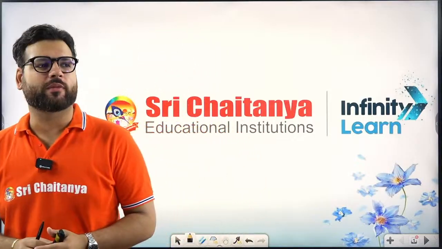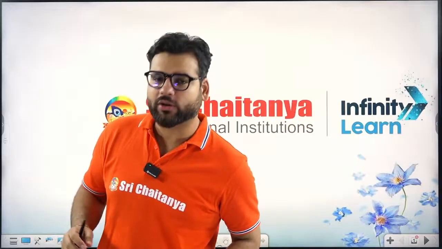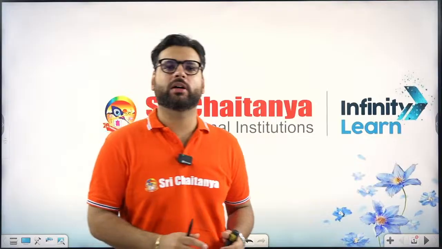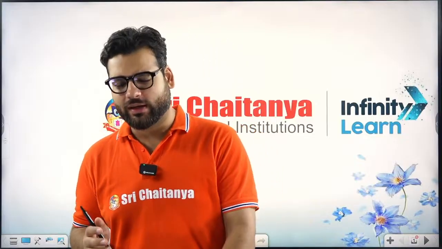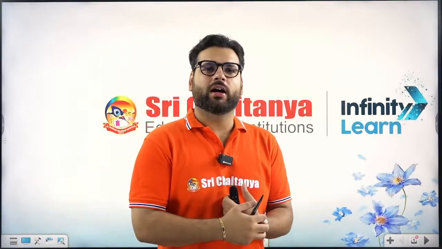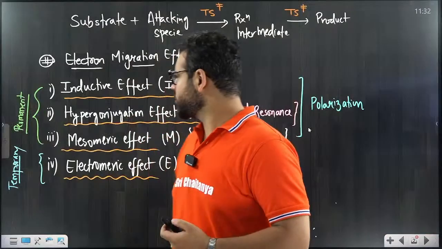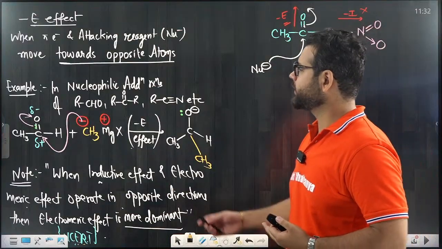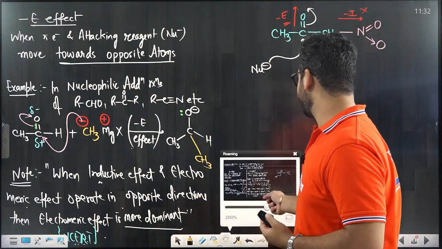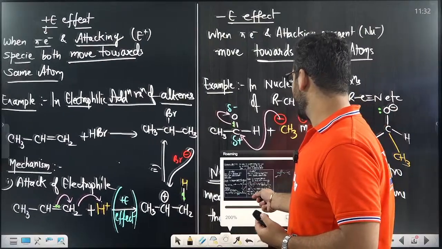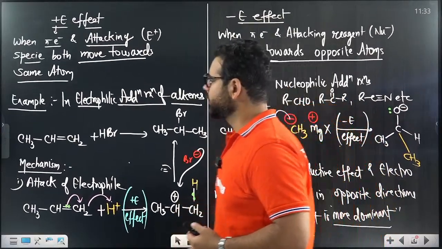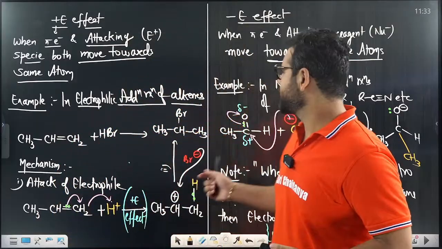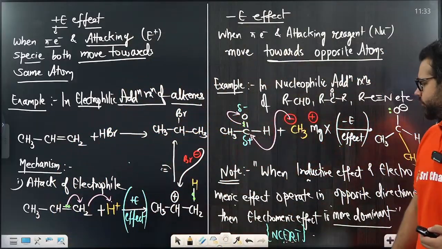And we were discussing reaction mechanism and electron migration effects, where I've already discussed with you the electromeric effect as well as the inductive effect. Electromeric effect was not very difficult. It was just two examples of addition reactions I gave. Plus E was there when electrophiles attacked on the alkene, and minus E was when nucleophiles attacked on the aldehydes and ketones. These were the examples.